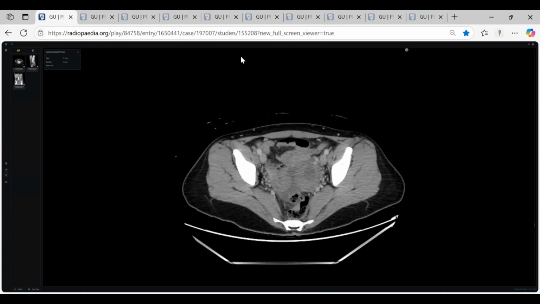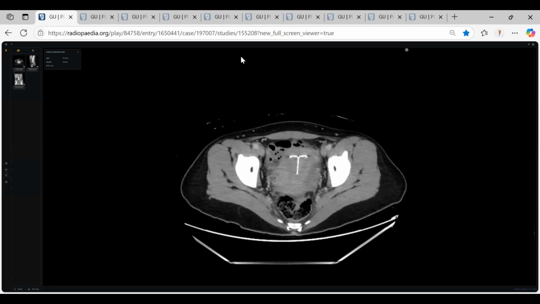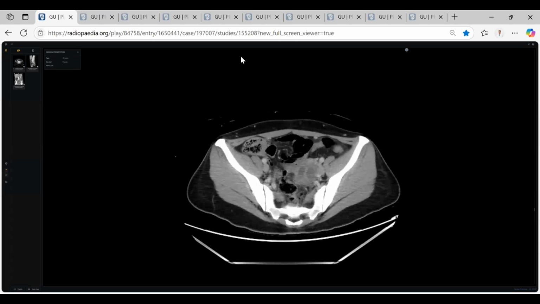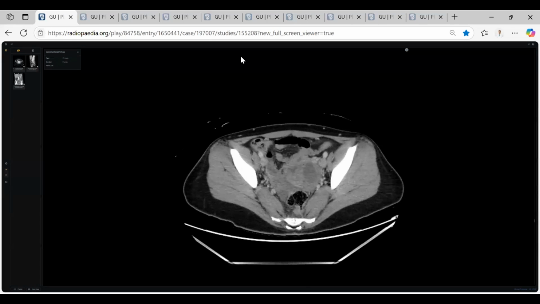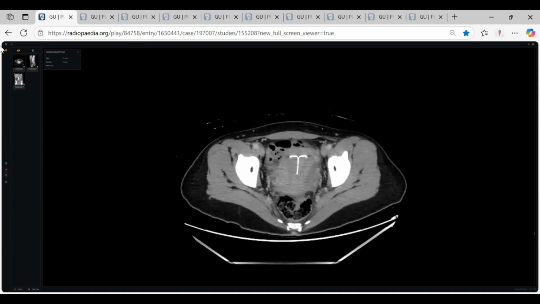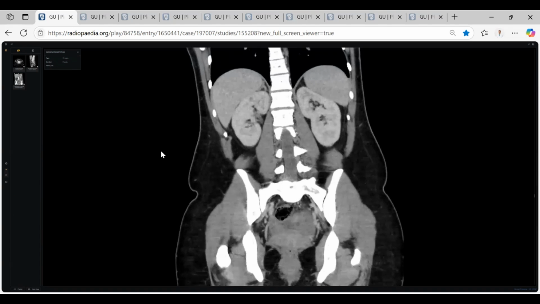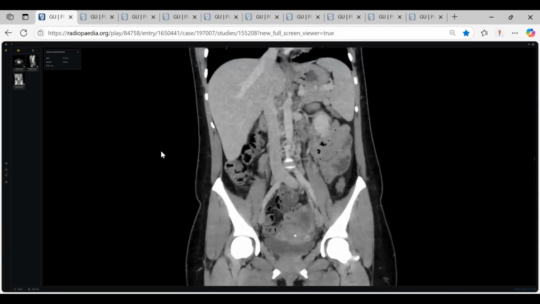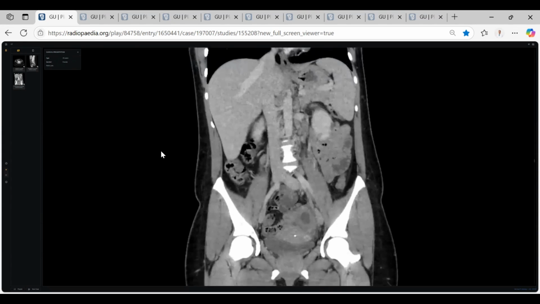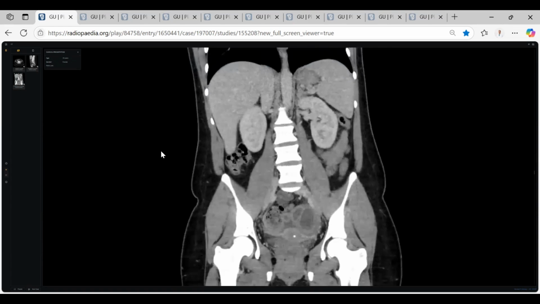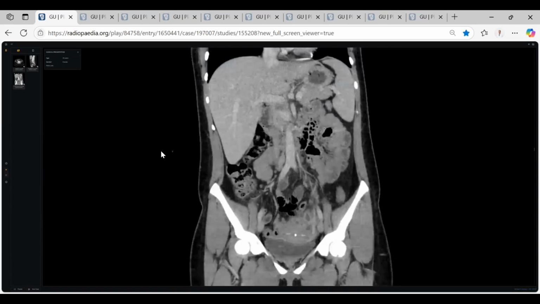Free fluid is also noted adjacent to the lesion. I'm now looking for the ovaries. The uterus looks normal with a copper T device in situ. In this coronal view, the right side ovary is apparent. The left side ovary I am not able to delineate.